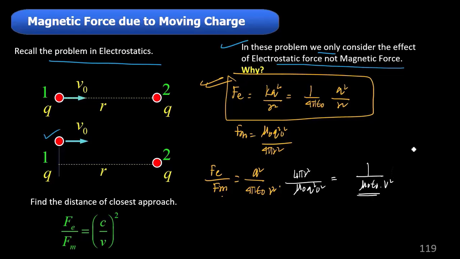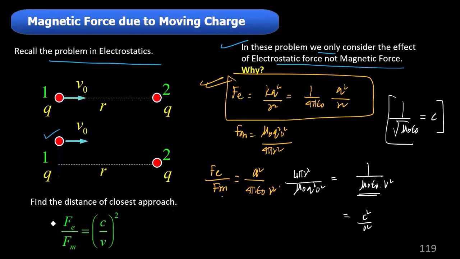What is mu naught into epsilon naught? Mu naught into epsilon naught is basically 1 by c square, that is, c is 1 by root of mu naught into epsilon naught. এটা আমরা electromagnetic wave chapter গিয়ে পড়বো. So that number c is basically the velocity of light. So 1 by this number is c square, so we get c square by v square.